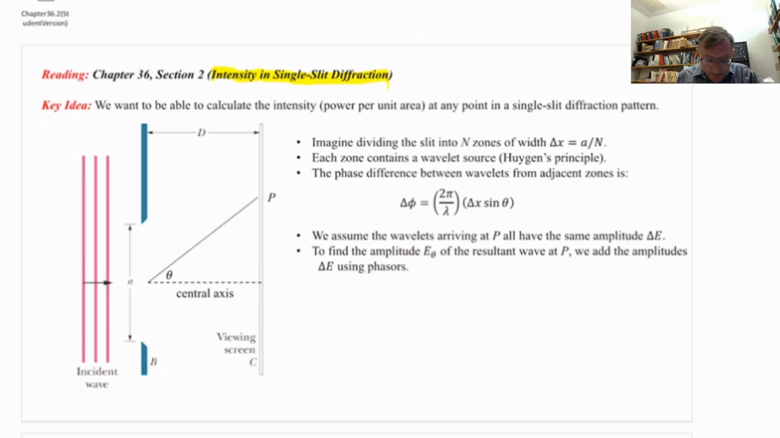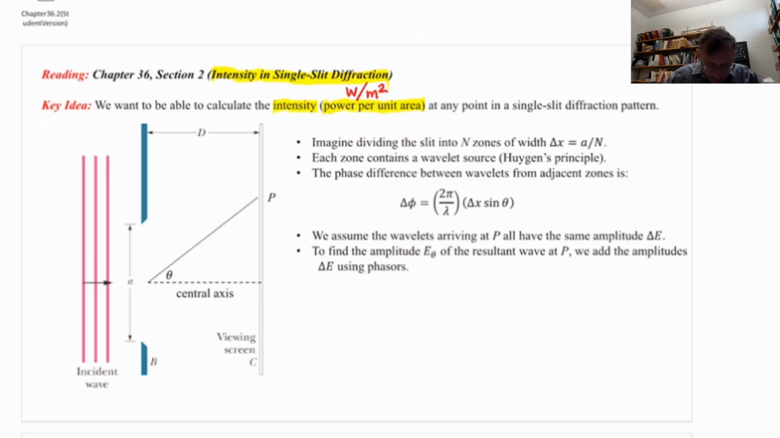First, let me remind you that for any kind of wave, you can talk about the intensity of the wave, which is the power per unit area, at any point in the single slit diffraction pattern. Power per unit area. So the SI unit would be watt per meter squared. And that's the intensity of the wave.